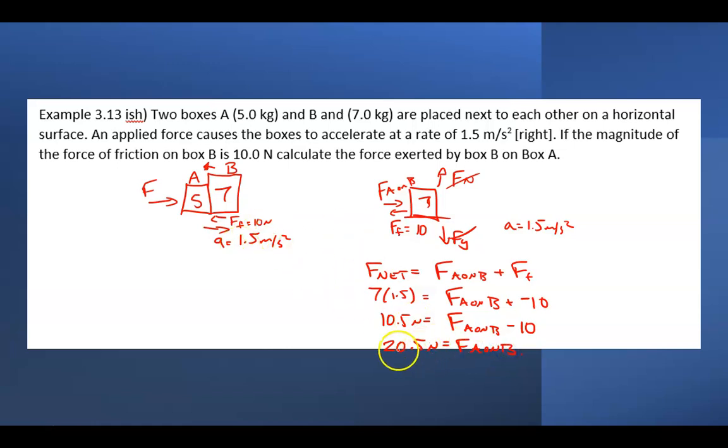And it's moving to the right, so that is positive, and that all makes sense, but that's not what the question asked. It said calculate the force of box B onto box A. Well, whatever force A is putting onto B, B is also putting onto A, and that is why it's actually 20.5 newtons, equal but opposite direction, so it's to the left.